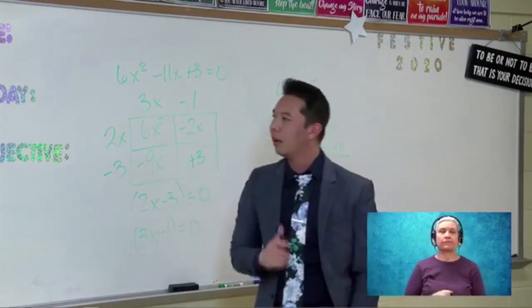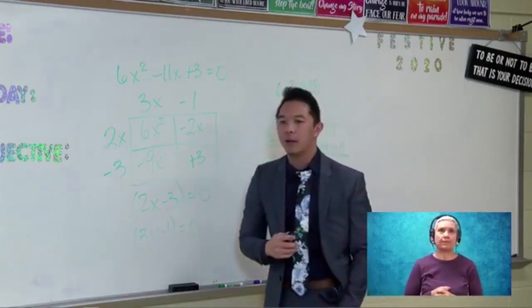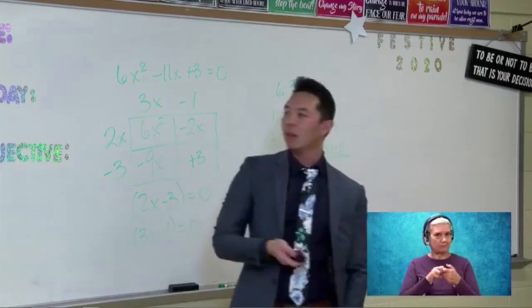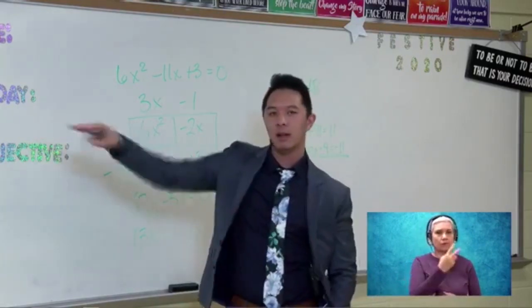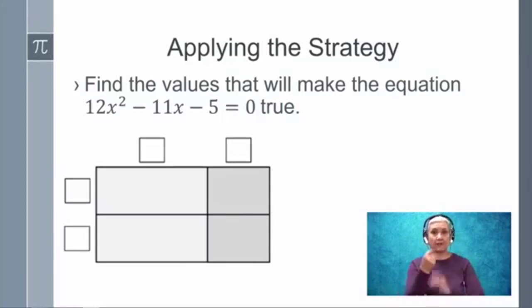I want to leave you with this particular problem to think about. How are we going to make sense of 12x squared minus 11x minus 5 is equal to 0? How does that fit into our area model? And how are you going to go about finding the side lengths in order to make this particular equation true? So for those of you at home watching, I want you to copy down this particular problem and think about how you're going to solve this using the area model structure and that pattern that we've developed across this lesson.